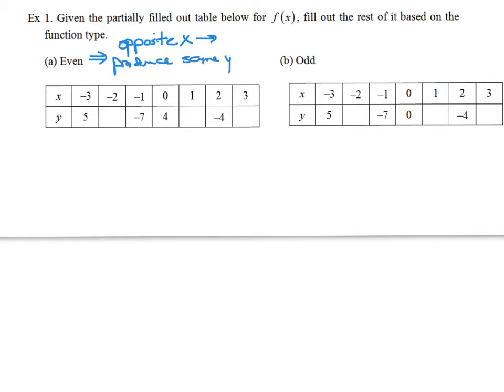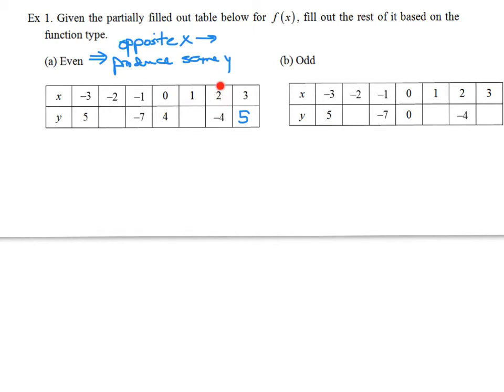So for example, when I look at the x-coordinate of -3, the opposite of -3 is +3. So when the inputs are opposites, the outputs are exactly the same. So that tells me that the output of -3, which is 5, is going to have the same output as 3, which is also going to be 5. Let's look at another pair.